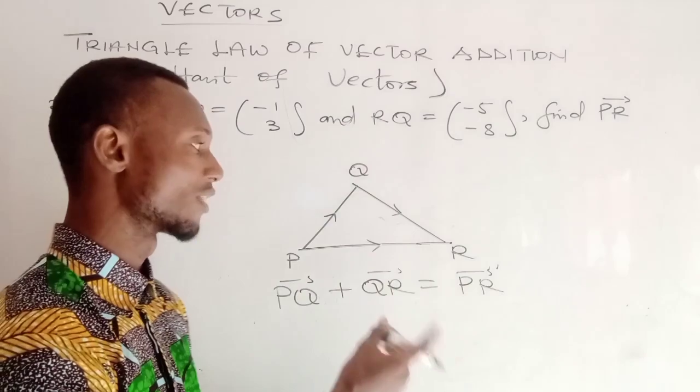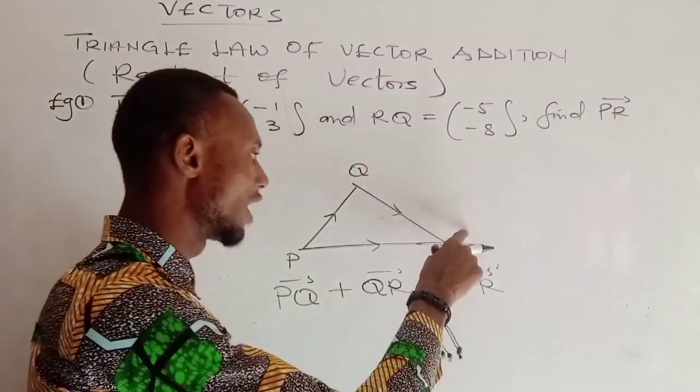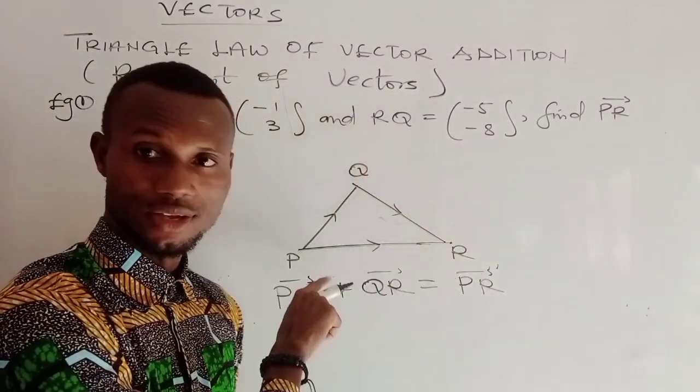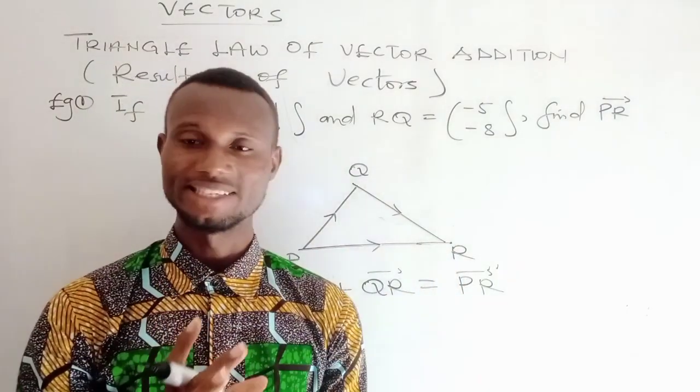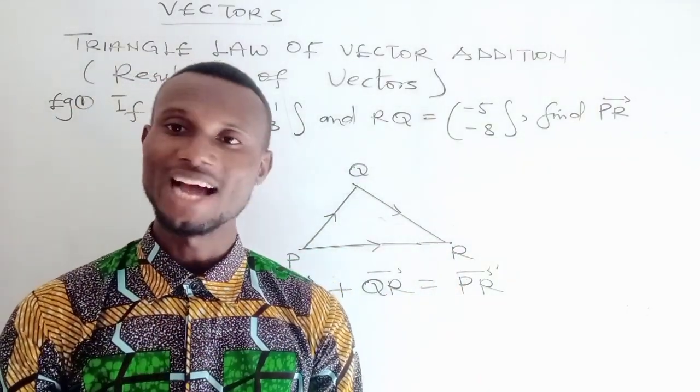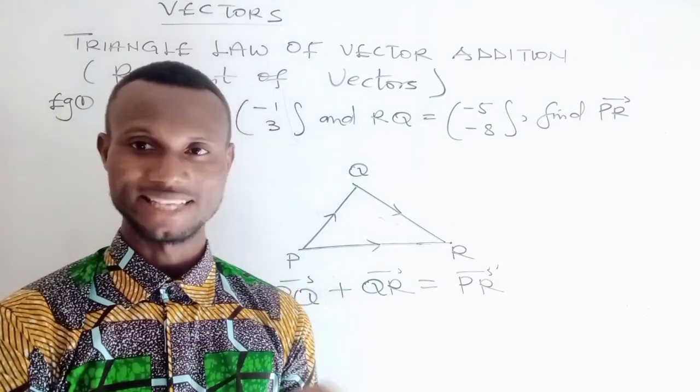Okay, so you cannot say that PQ plus QR should be equal to RP. No, we have PR, not RP. I hope the explanation is clear enough. Okay, so that's the triangle law of vector addition.